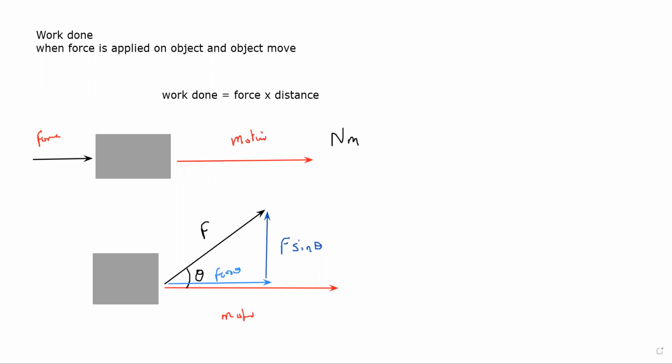So when we calculate the work done here, in this case, the work done will be equal to F cos theta times d. Then energy. What is energy? Energy is the ability to do work. That is called energy. When work is done, the object will have energy.